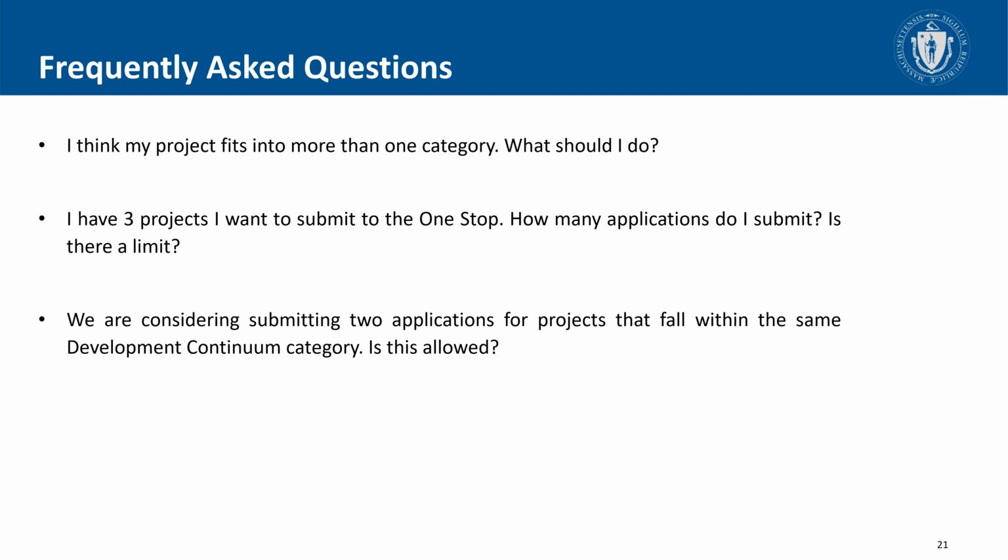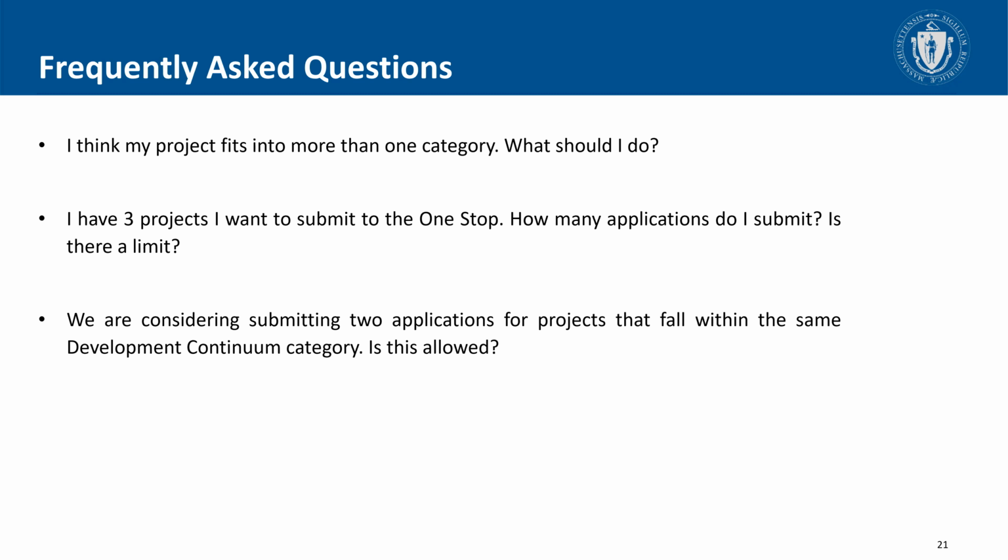So let's see. I think to get us started, the first question we usually get is, I think my project fits into more than one category, what should I do? And Pat, do you want to just kind of reiterate, you covered this in several of the project examples. Sure, yeah. So all projects submitted through the One Stop should fit within a single development continuum category. If you do think that you have a project that crosses into different categories, you may want to consider breaking up that project into separate applications. It's likely actually different projects, kind of in the scheme of the One Stop.